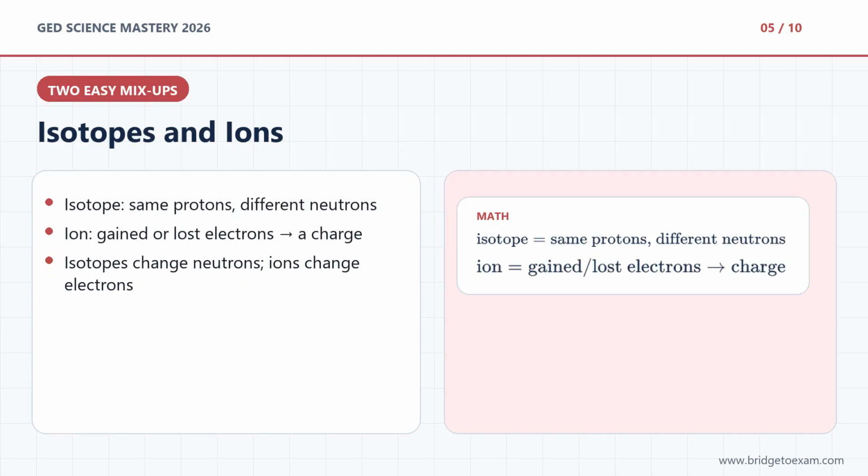Two words the GED loves to test together. An isotope is the same element with a different number of neutrons. Same protons, different neutrons. So isotopes are still the same element, just with different mass numbers. An ion is different. It is an atom that has gained or lost electrons, giving it a charge. Gain electrons, and the atom becomes negative. Lose electrons, and it becomes positive. So isotopes change the neutrons, but ions change the electrons. Keep those two straight, and you will not be fooled.